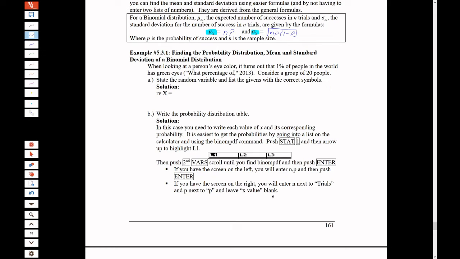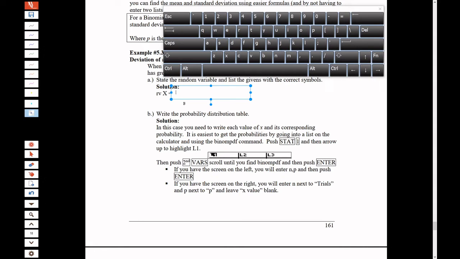Let's suppose that when looking at a person's eye color, it turns out that 1% of people in the world have green eyes. Consider 20 people. So in this case, my random variable x is going to be the number of people in the sample of 20 with green eyes.